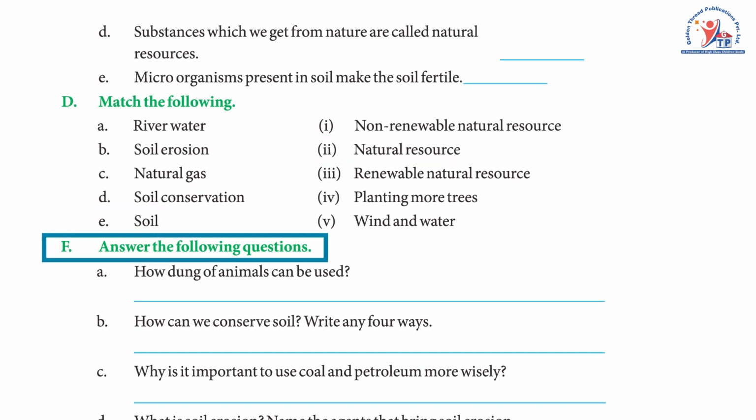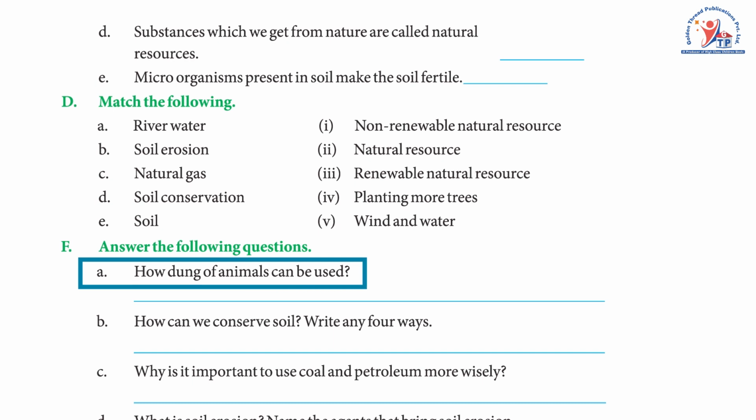F. Answer the following questions. A. How can the dung of animals be used? Answer: the dung of animals is also a natural renewable resource. Gobar gas plant is used to generate fuel for cooking and other purposes. The residue of dung is used as fertilizer for the plants.